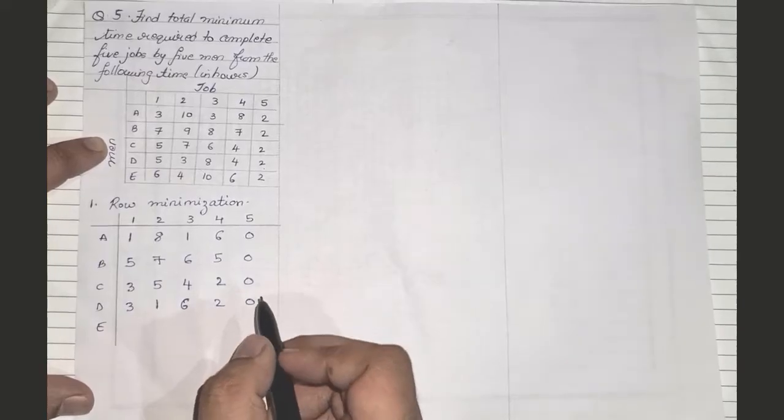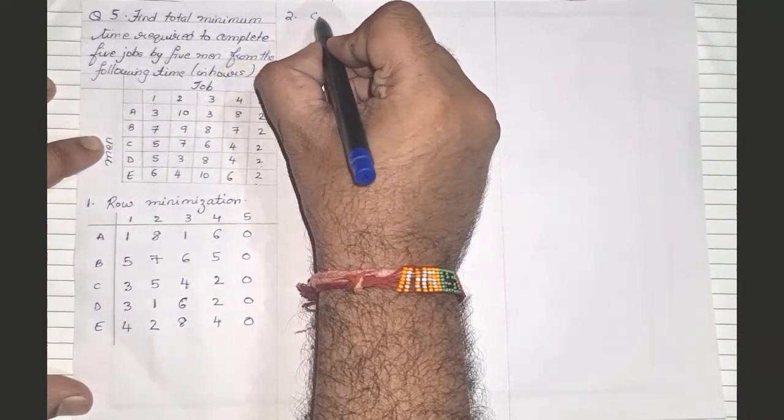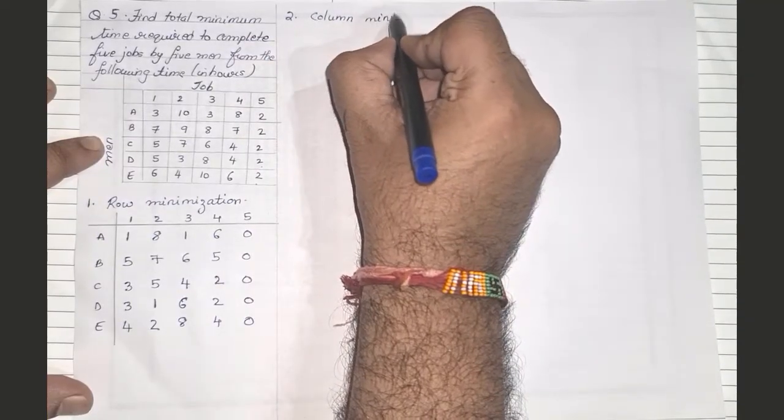And in our last row again the lowest value is 2, so it will be 6 minus 2, that is 4, 4 minus 2 is 2, 10 minus 2 is 8, 6 minus 2 is 4 and 2 minus 2 is 0. Step number 1, we found the row minimization. Second step, we need to find the column minimization.